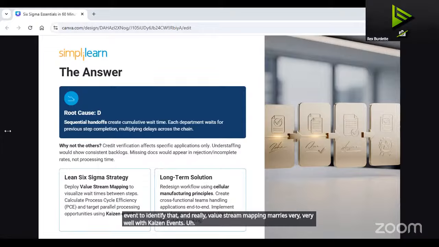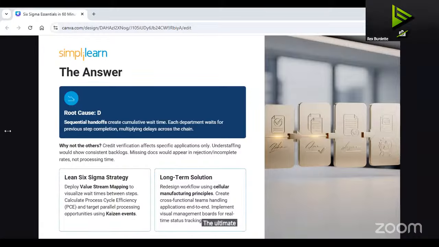So we want to see what's going on with our wait times and our inventories. And our long-term solution is we want to create what's called a cellular manufacturing principle. The ultimate goal of lean is a one-piece flow.